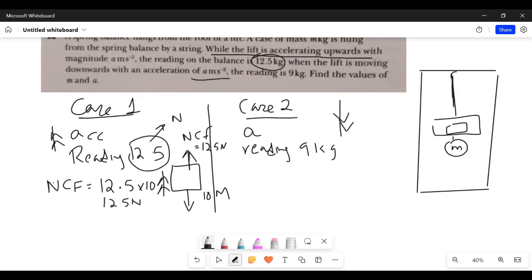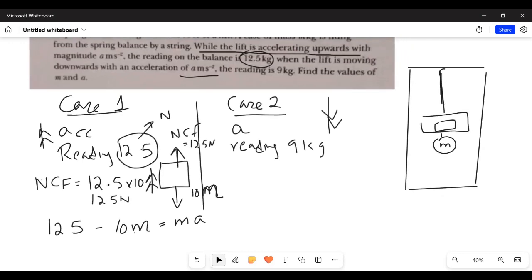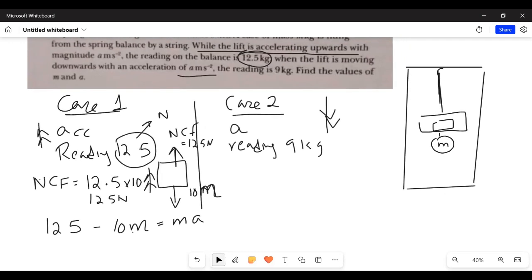Since it's going upwards, it should be 125 minus 10 m. The m is supposed to be small according to the question. 10 m equals ma. Okay, so that's the first equation. Let's form a second equation.